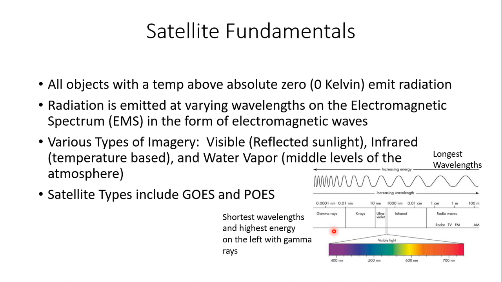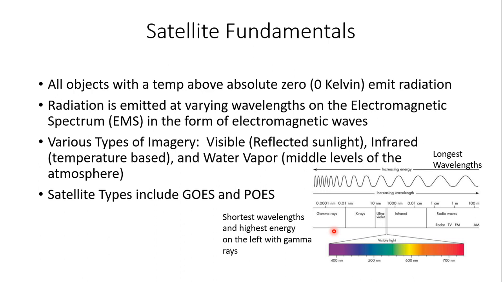First thing I want to start off with in today's training is satellite fundamentals. Now, all objects with a temperature above absolute zero, or zero Kelvin, are going to emit some form of radiation. And this radiation is emitted at varying wavelengths on the electromagnetic spectrum, the EMS, in the form of electromagnetic waves.